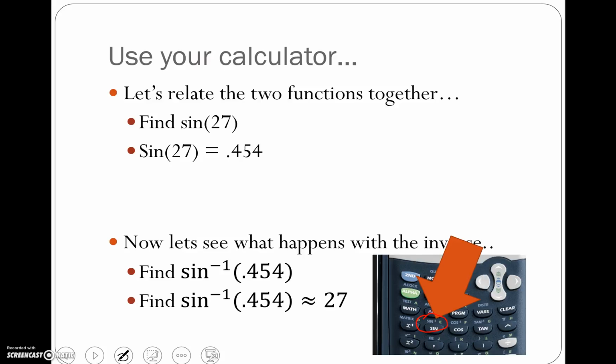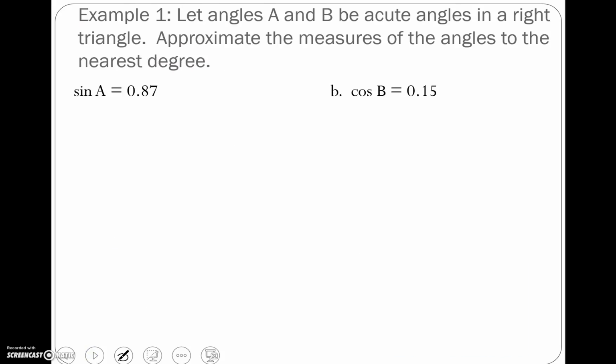They're inverses of each other. And you'll learn a lot more about inverse functions when you get to Algebra 2, but they do the opposite of each other. Okay? All right, so let's go ahead and do a couple more examples with that.